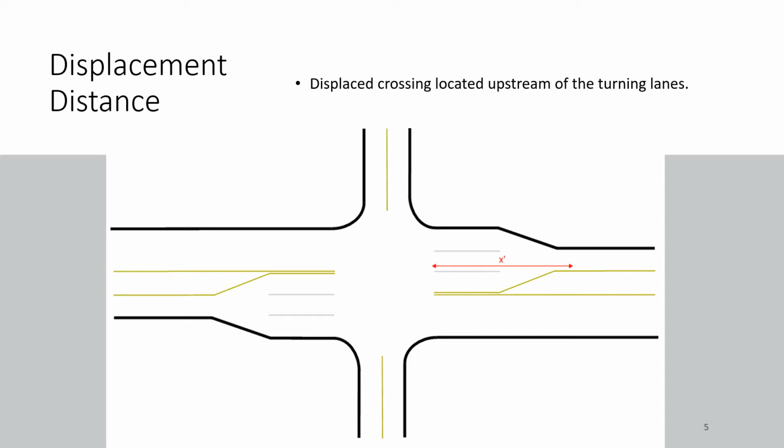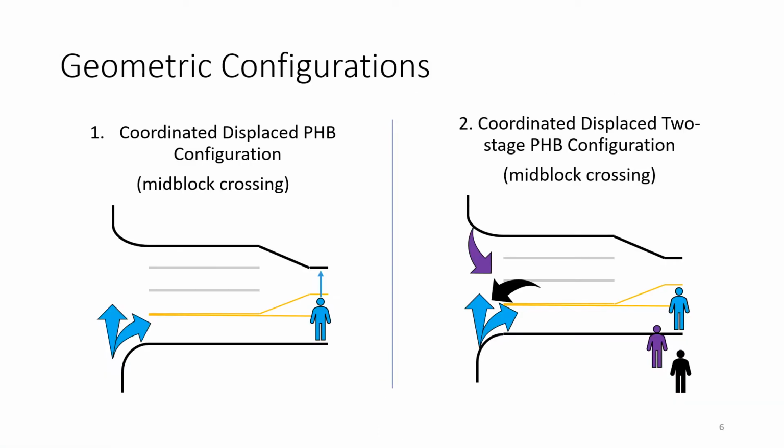Optimally, the displacement distance would locate the crossing right before turning lanes. This would help in eliminating crossing excessive distance. 2 geometric configurations could be utilized at the displaced crossing. First option is a coordinated displaced pedestrian hybrid beacon, and the second option is a coordinated 2-stage displaced pedestrian hybrid beacon.